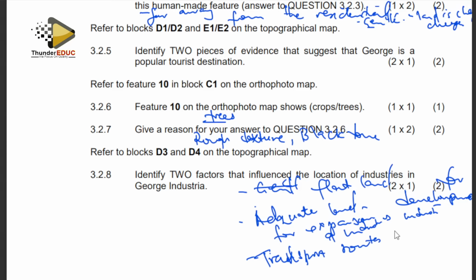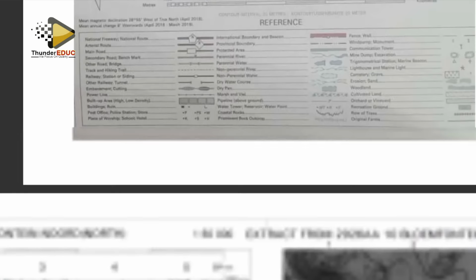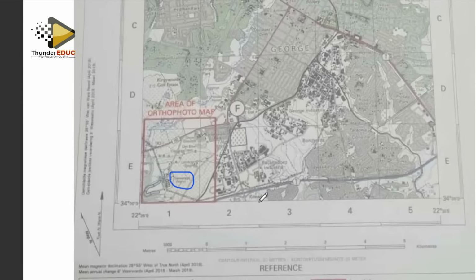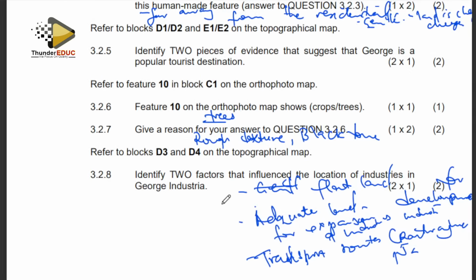When we talk about transport routes, I want you to refer to the railway line. Also, there are national roads. I don't know which national roads those are, but they are N roads, N1, N2, but I don't know which N that is. But when you check on the map, clearly you will see it's indicated that this is a national road here. There's an N road here that can be used to transport the products.